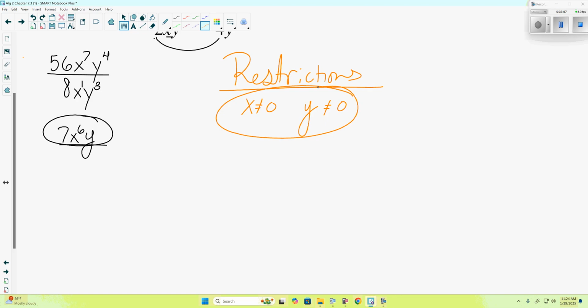Because if we plug in, 8xy cubed is really what we have in the denominator. Now, if x is 0, no matter what y is, 8 times 0 is 0, times y to the 3rd is still just 0. If we plug 0 in for y to the 3rd, again, we get that same result. Since we only have one expression and everything's being multiplied together, x and y cannot be 0. Questions on this here?